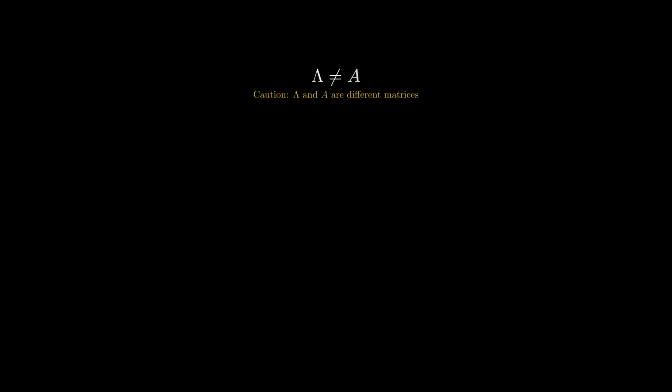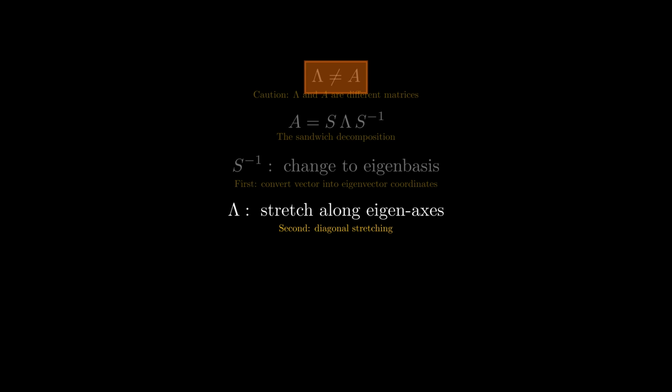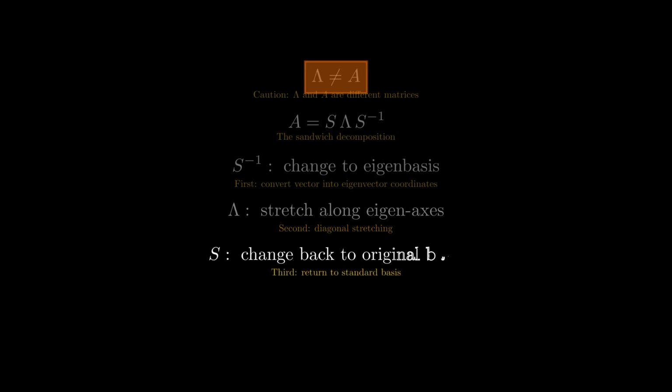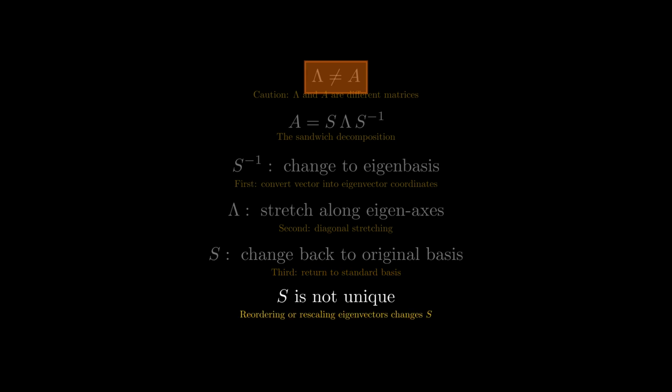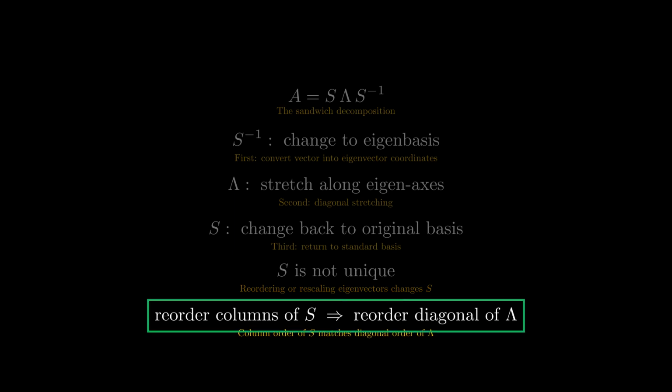One important caution: lambda is not the same as A. Lambda is A expressed in the eigenvector basis, the world where A acts as pure stretching along the axes. The sandwich S lambda S inverse translates between bases. First, S inverse converts a vector into eigenvector coordinates. Then lambda stretches along those coordinate axes. Finally, S converts the result back to the original basis. And here's another subtlety. S is not unique. If you reorder the eigenvectors or rescale them, S changes. Lambda's diagonal entries simply reorder to match the new column order.